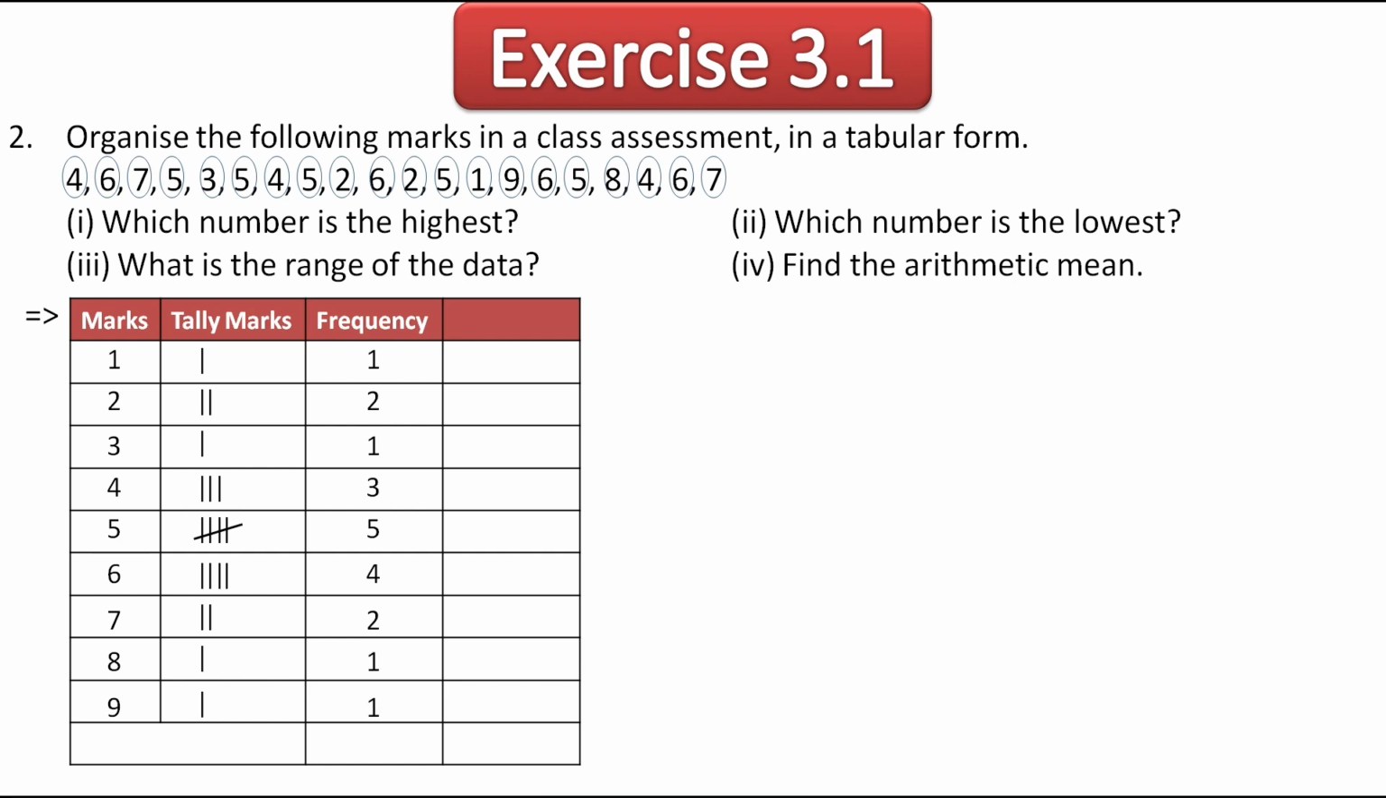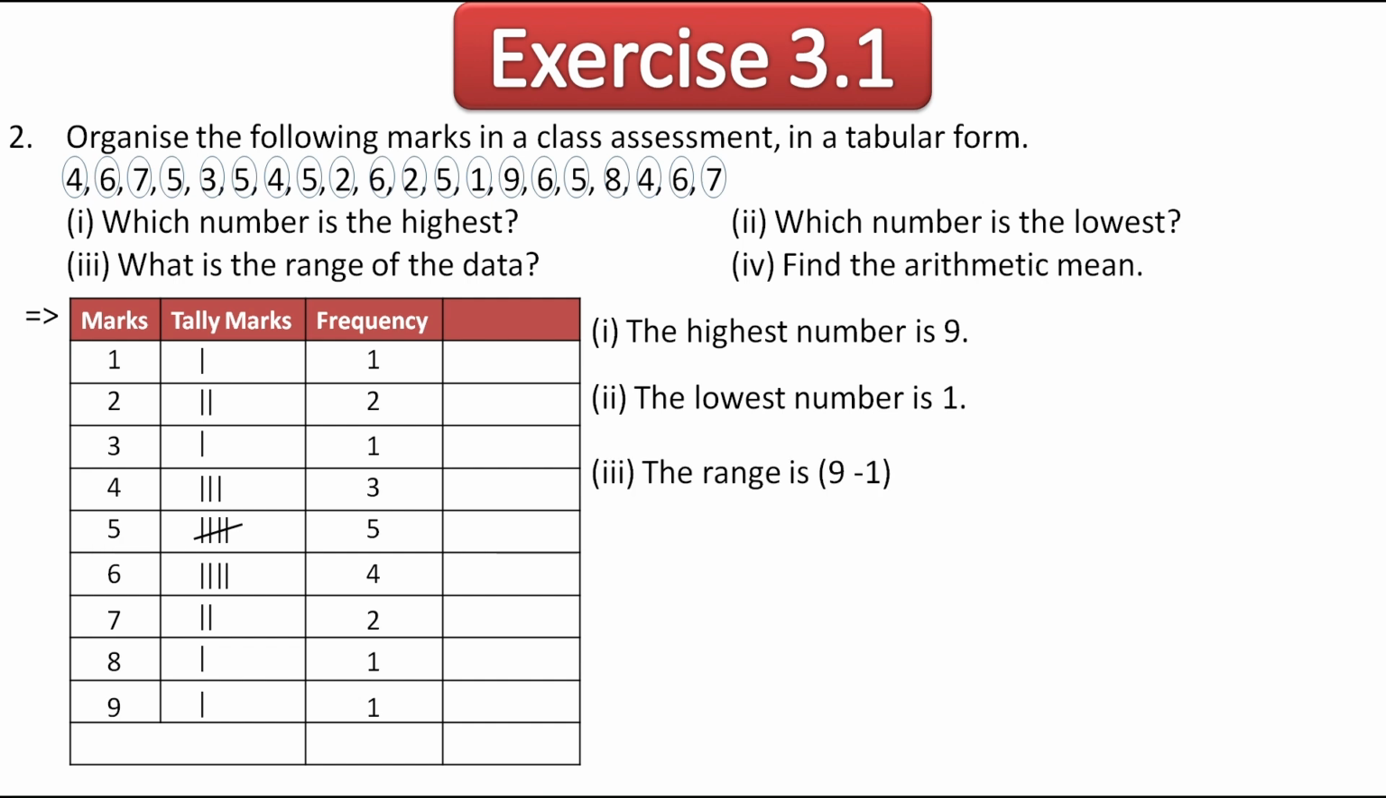Okay. Now this is the answer of the first main question, that is, organize the following marks in a class assessment in a tabular form. Now we have 4 questions based on this that we have to solve. Which number is the highest? Here 9 is the highest mark, right? Next, which number is the lowest? That is 1. And what is the range of the data? That can be found by subtracting: 9 minus 1 is equal to 8.